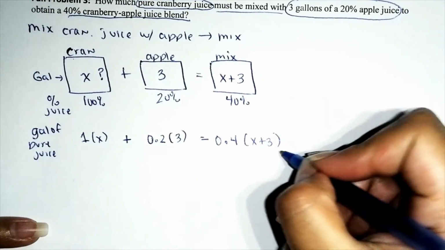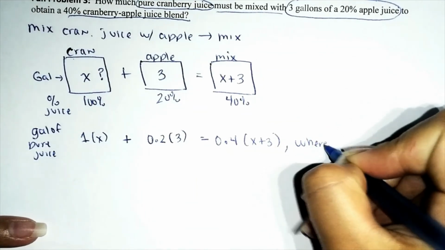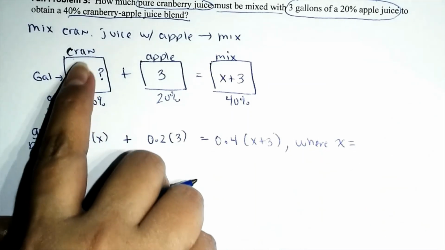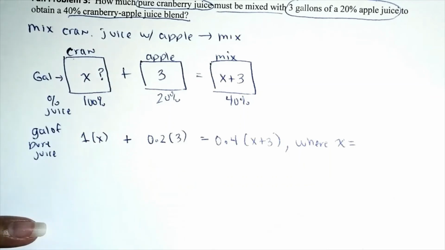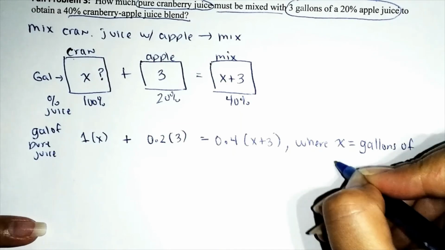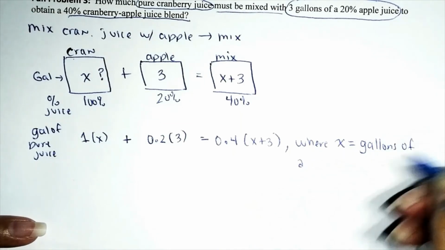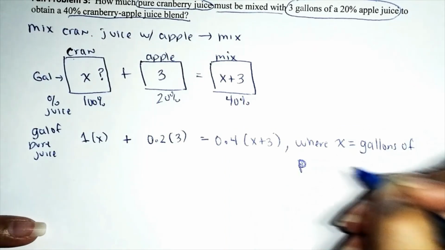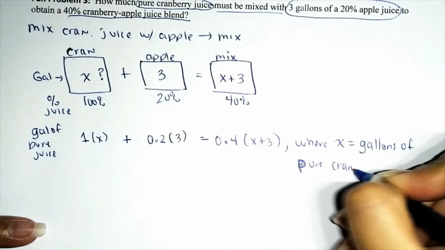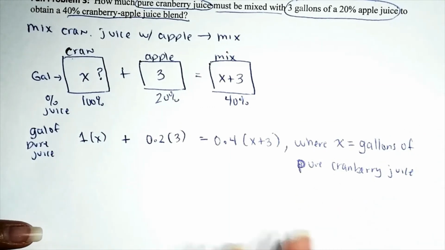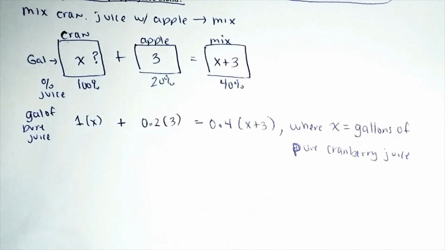Let me go ahead and define my variable, where x represents gallons of pure cranberry juice. Do I really need the word pure? No, because we only have one type of cranberry juice. So I just put that because I'm an overachiever. Okay, so that's our equation.